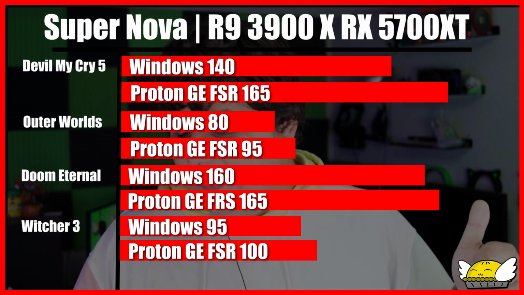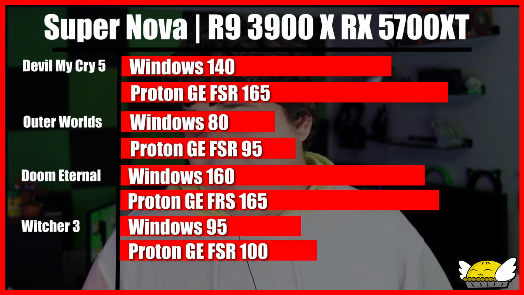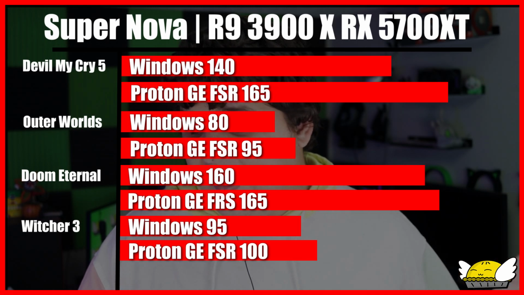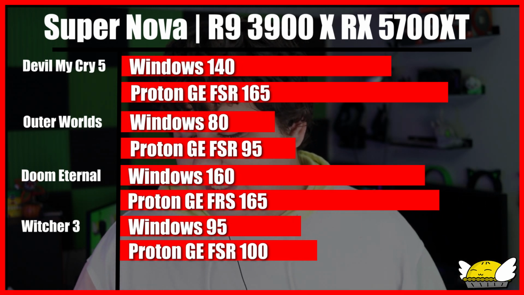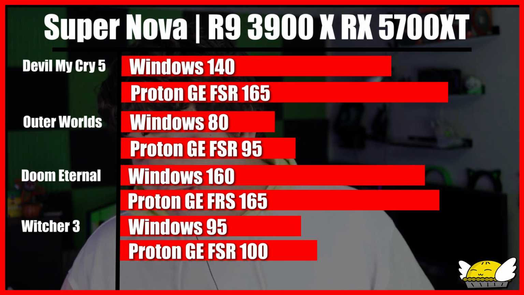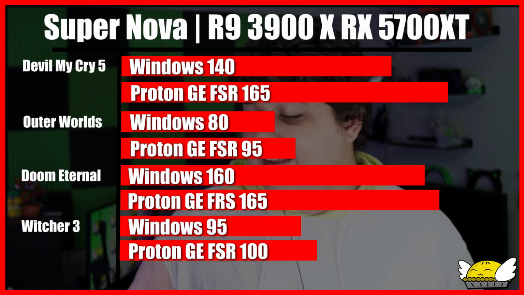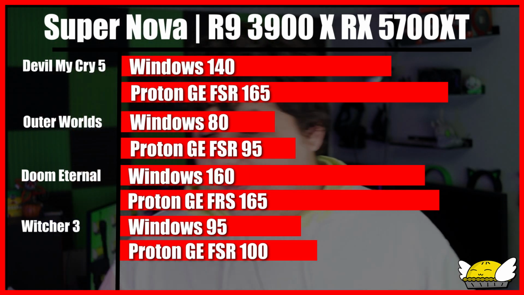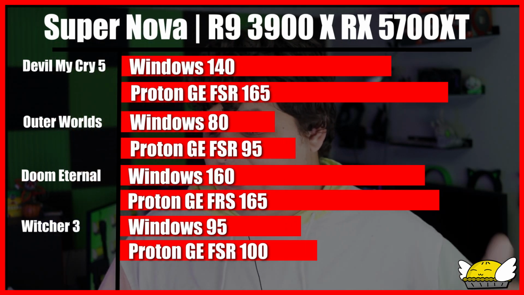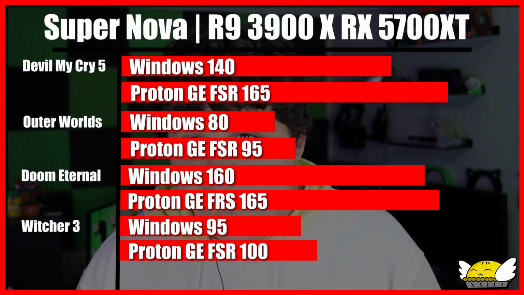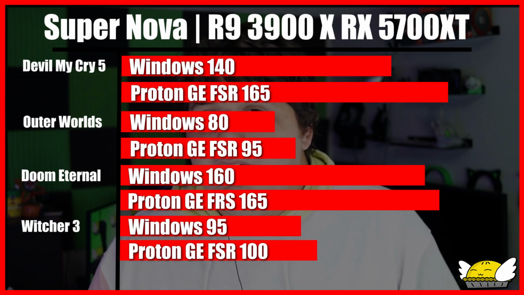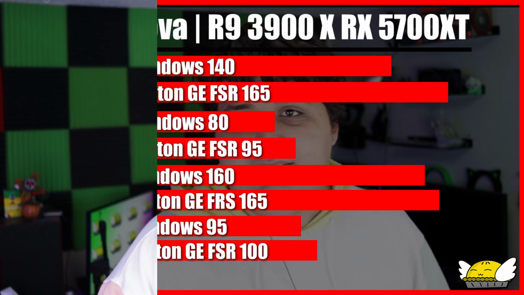So for The Witcher 3, we went up to 100 frames per second. Devil May Cry 5, 165 frames per second. Doom Eternal, 165 frames per second. Outer Worlds, 95 frames per second. Now you're going to notice something here. Every single one of those are higher than Windows. That's right, we beat Windows in Linux by doing this.